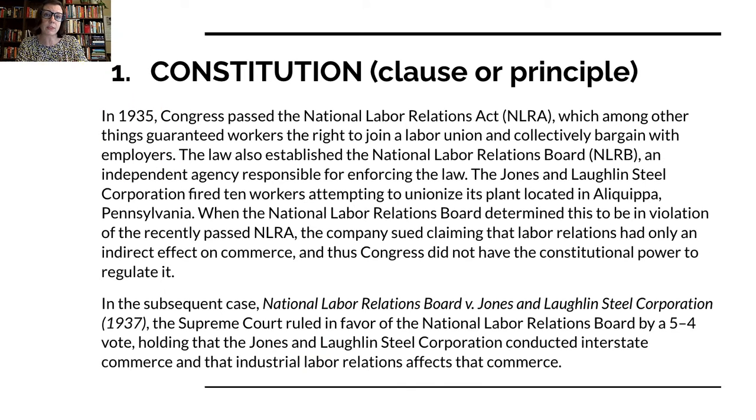So if we were doing this, you can pause the video here and read this non-required case summary. I'll assume you're doing that now. But the thing that really stands out to me when I read this is the last sentence, which I guess is this whole paragraph. In the subsequent case, National Labor Relations Board versus Jones and Laughlin Steel Corporation, 1937, the Supreme Court ruled in favor of the NLRB by a 5-4 vote, holding that the Jones and Laughlin Steel Corporation conducted interstate commerce and that industrial labor relations affect that commerce. So they upheld the actions of the National Labor Relations Board using commerce, interstate commerce.